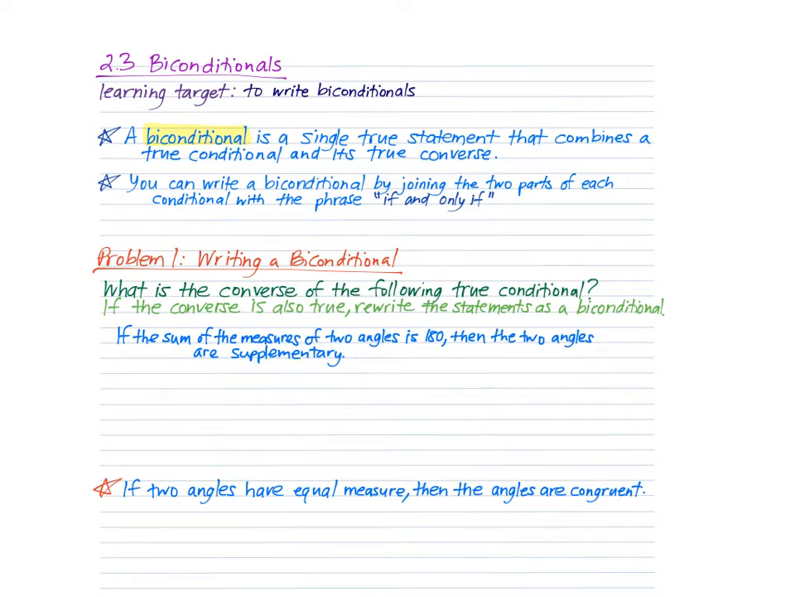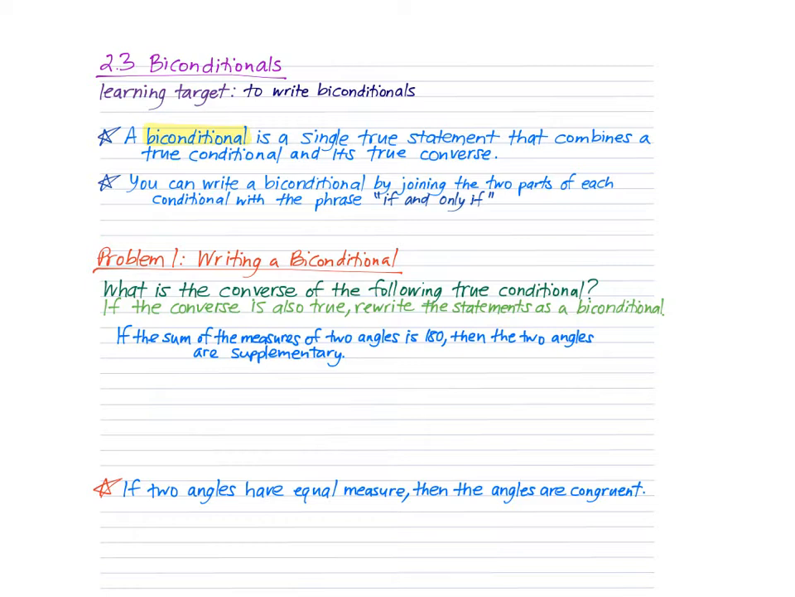Okay, this is the video lesson for geometry, section 2.3, biconditionals. A biconditional is a single true statement that combines a true conditional and its true converse. You can write one by joining the two parts of each conditional, the conclusion and the hypothesis, with the phrase "if and only if."